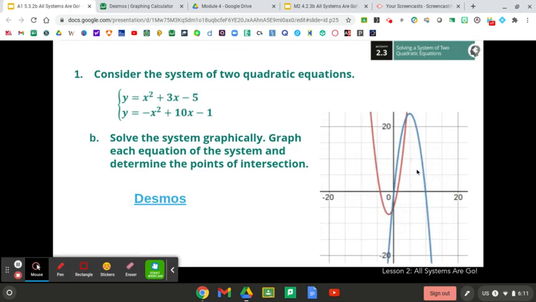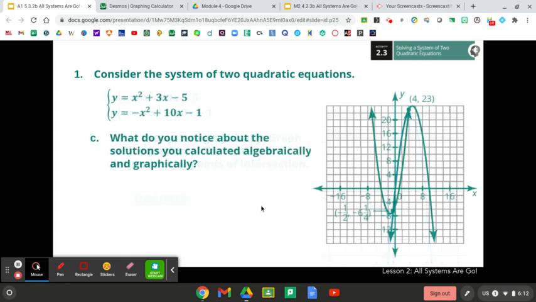All right, so pulling that up on the graph in my workbook, you can take a quick sketch of that. So what did I notice about my two answers? When I did it algebraically and when I did it graphically, as expected, I found that the solutions were the same.